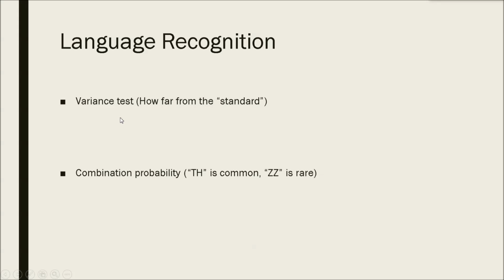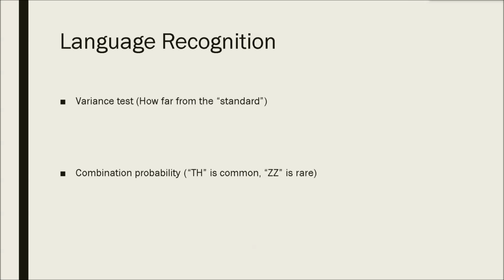For more advanced language recognition, what we initially did, and what will eventually help us narrow down the candidates, is the variance test, which measures how far away from the standard a string is, and the combination probability. So to say, TH is a common combination and ZZ is rare. So noting down these values, you can check individual positions in the string, do this analysis, and see how close to real English you expect it to be.